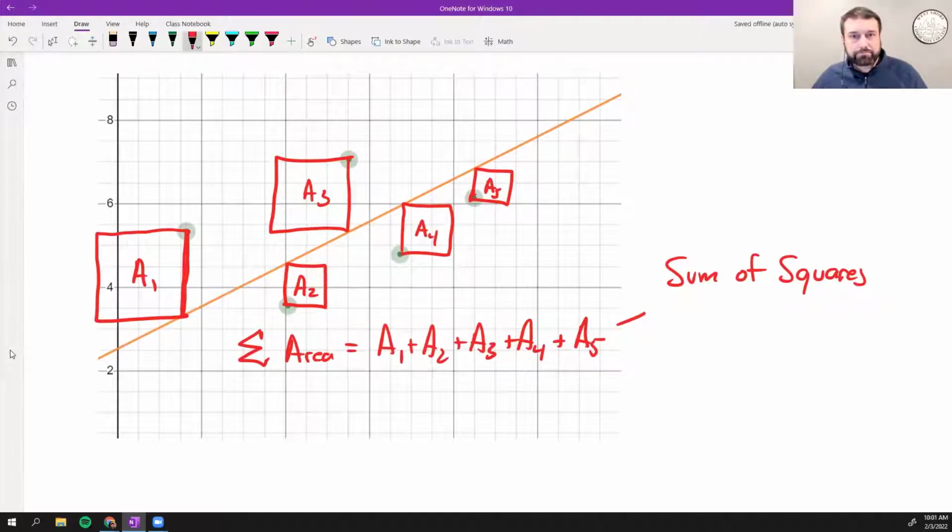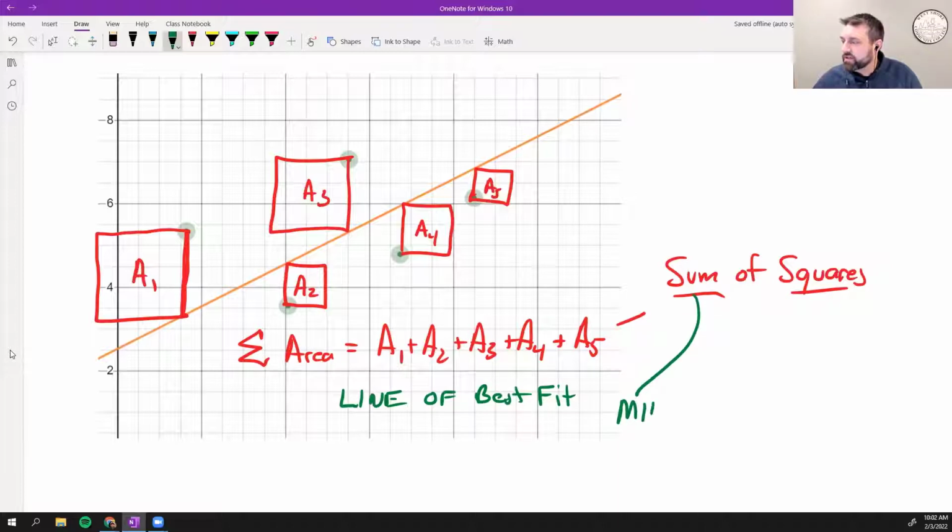Get it? The words make sense. You're summing squares. Okay, so we're going to find the distance first, and then we're going to square that distance, and then we're going to add them all up. Now, the line of best fit has a sum that is a minimum.